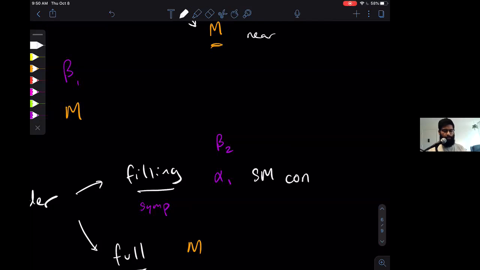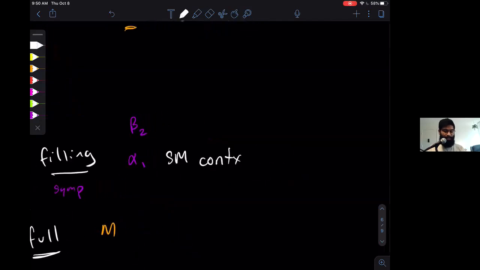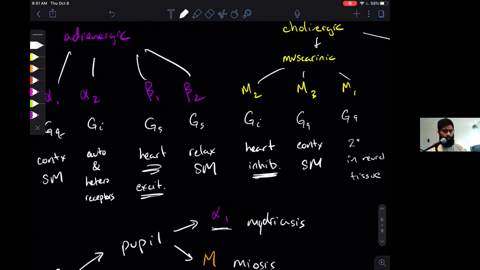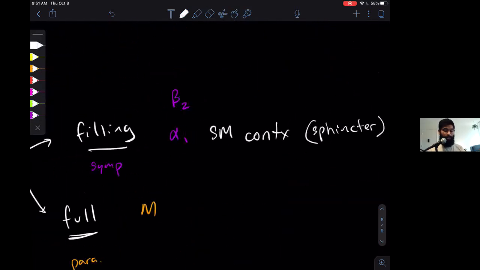But if we contract the smooth muscle of our bladder, we're going to start peeing, right? That's not true. It's because this is going to be a sphincter. And so the sphincter is going to actually keep the fluid within our bladder. It's going to close off the end. All right. But beta 2 is going to be what? Beta 2 is going to be smooth muscle relaxation. Well, if we relax that sphincter, now we're going to start peeing.